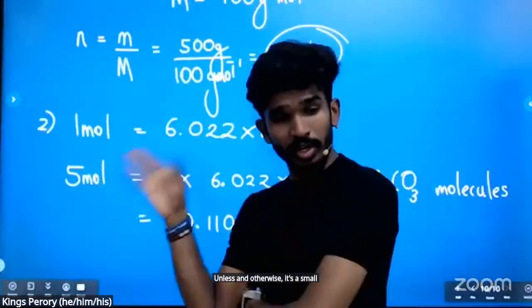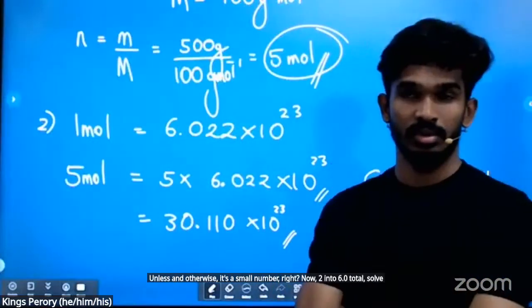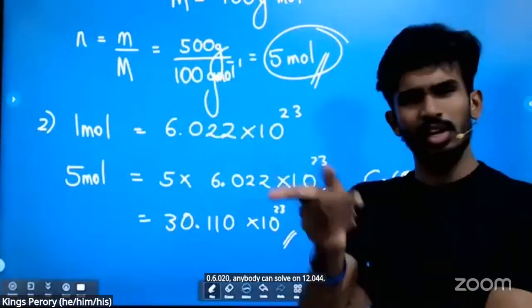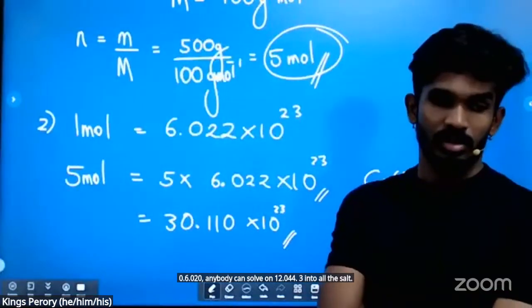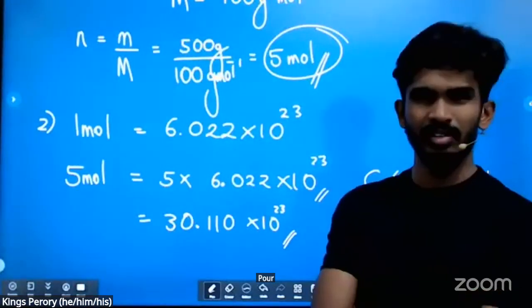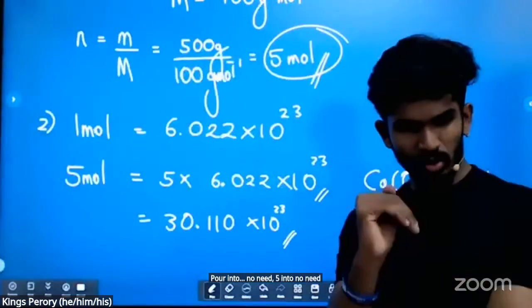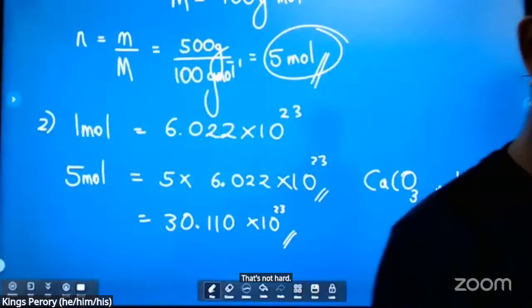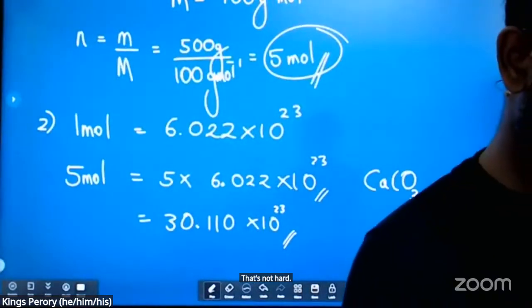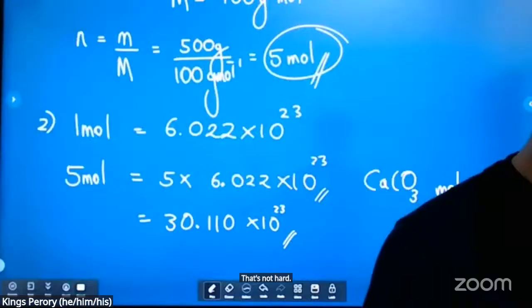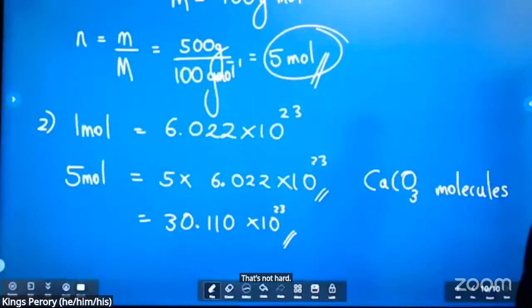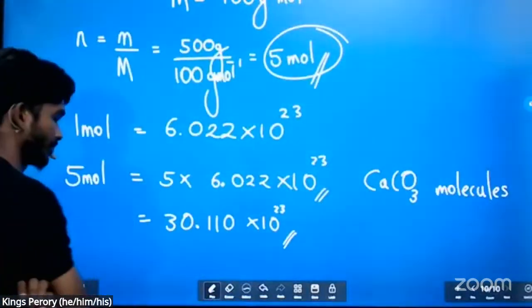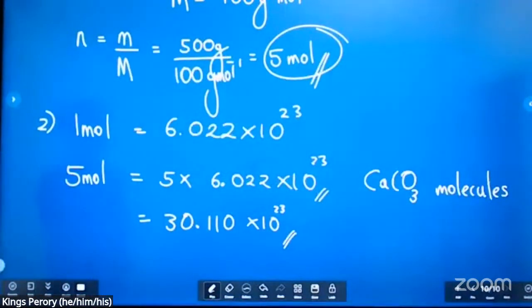Now, 2 into 6.022, solve it. Anybody can solve that: 12.044. 3 into, also solve. 4 into, no need, 5 into, no need. Usually what you get is 2 or 3. If so, solve it. That's not hard. That's your answer.